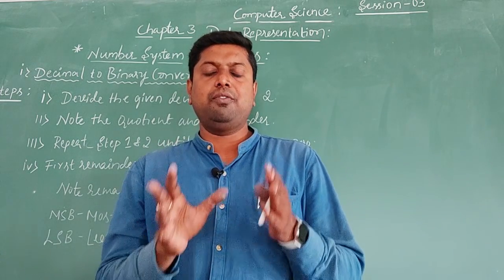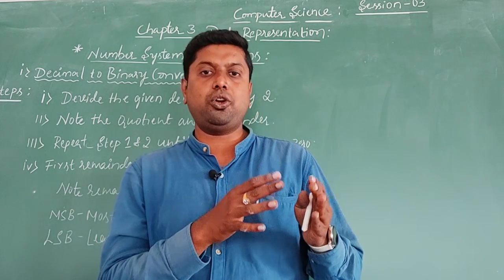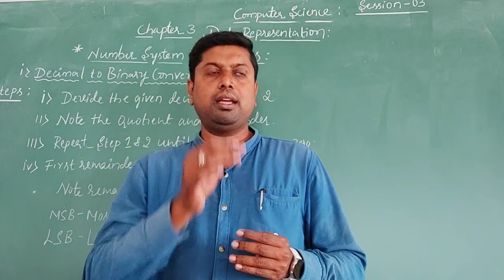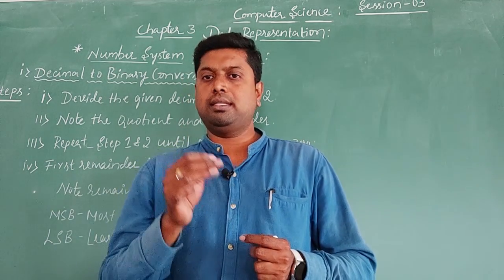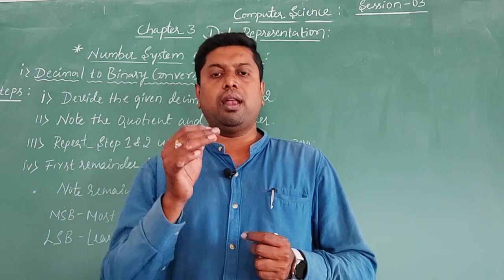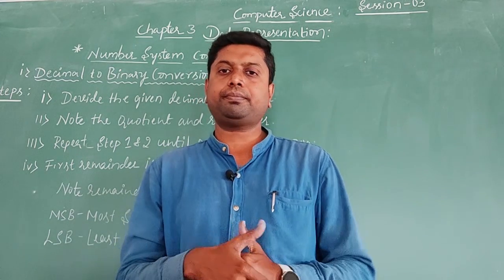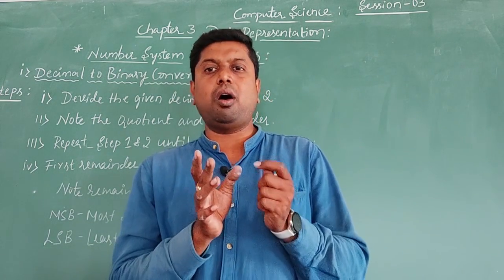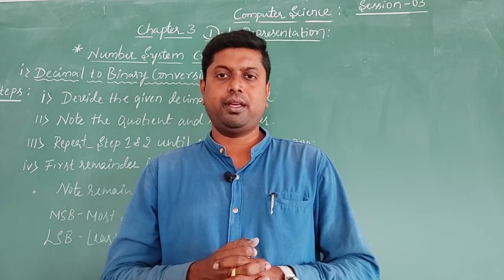After 9, we are given character representations from 10 to 15, like A is 10, B is 11, C is 12, and so on up to 15, which is F. So these common things we discussed in the previous 2 sessions, dear students.